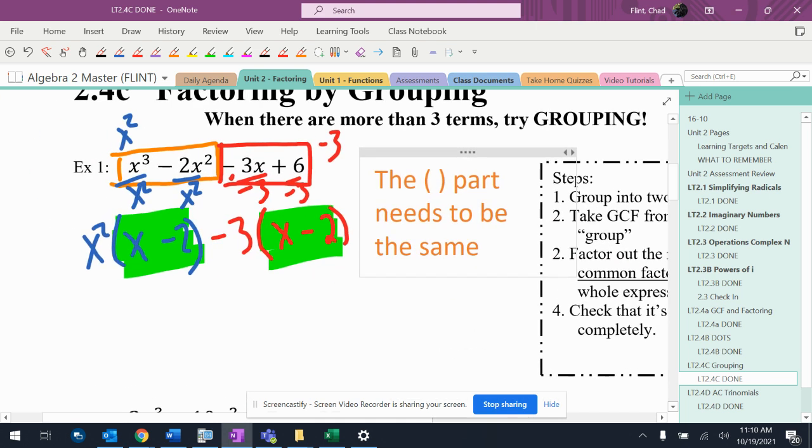So if you didn't get the same parenthesis, immediately stop, go back, look. Did you factor out the right thing? Did you forget a negative sign? What happened in there that made them not come out to be the same?